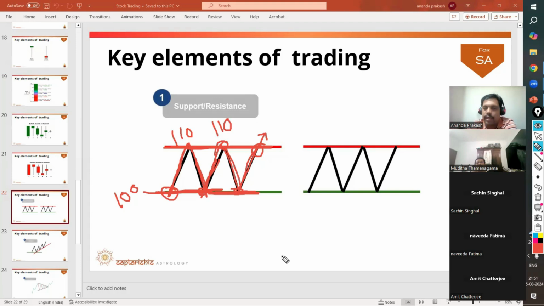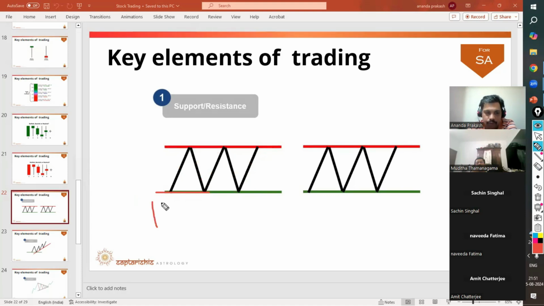Another way I can also say, this area is also called a demand zone, and this is supply. What is demand and supply? See, stock market is all about demand and supply. Let us say, for example, demand means whenever there's a product, people are ready to buy that product. Product is really good, and more people are ready to buy the product. Demand will increase. That is called demand, right?